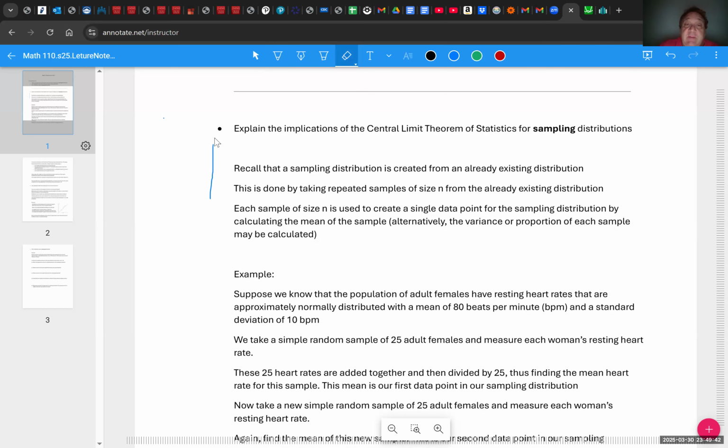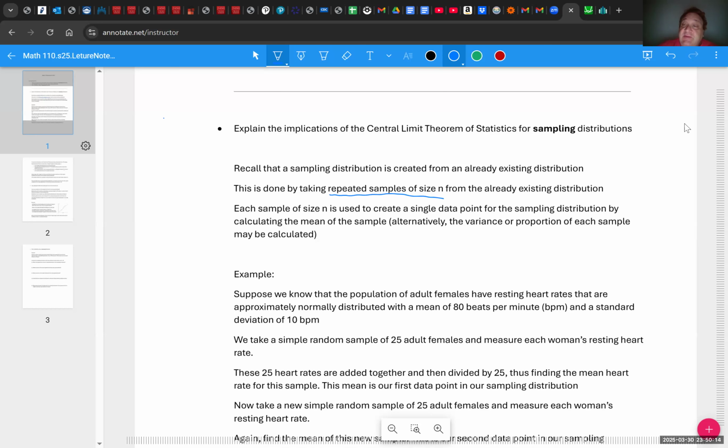Okay, so how do we do this? Well, we're going to do this by taking repeated samples of size n from that already existing distribution. Each sample, remember, of size n, is used to create a single data point for our new sampling distribution by calculating the mean of that sample. You can actually calculate the variance or proportion of those samples, but primarily we're going to be calculating the mean of each of those samples.